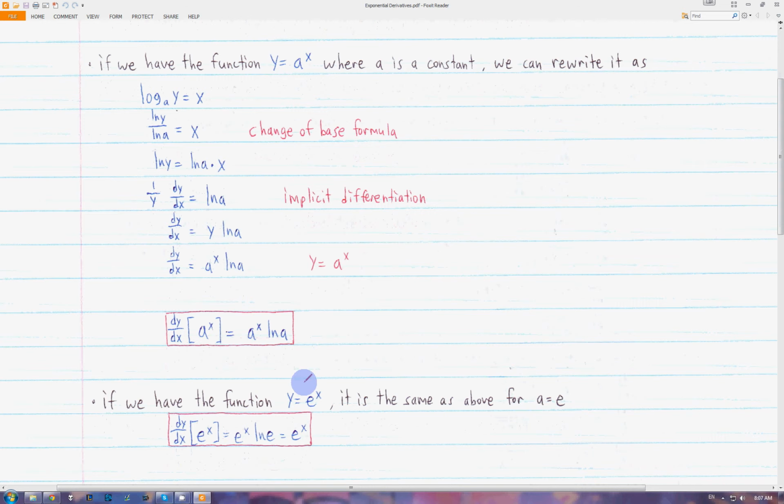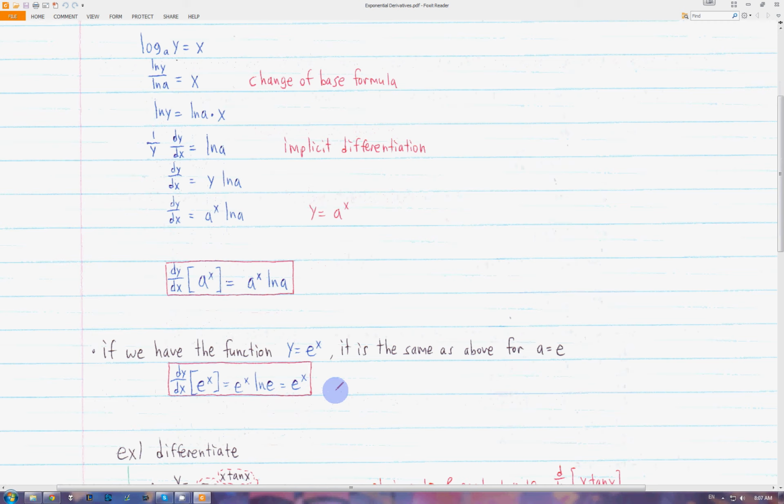And so the function y equals e to the x is a special case of this, where a is equal to e. So the derivative of e to the x is, so a is e, so a to the x ln of a becomes e to the x ln of e. But the ln of e is 1. So the derivative of e to the x is itself, e to the x.